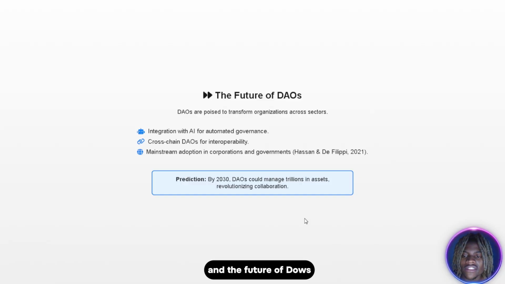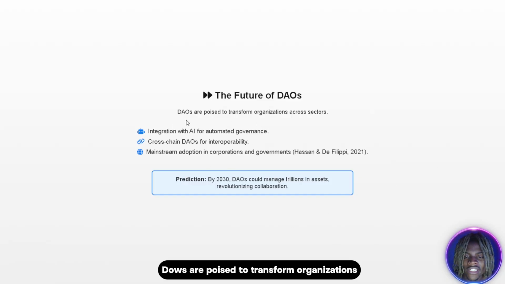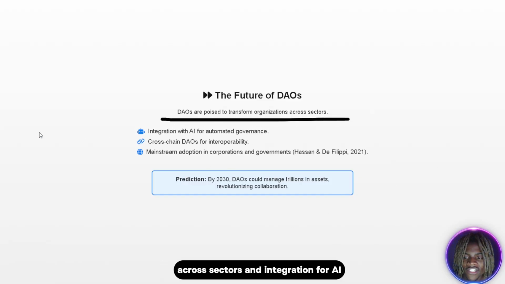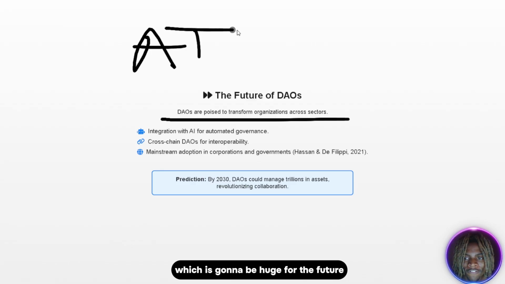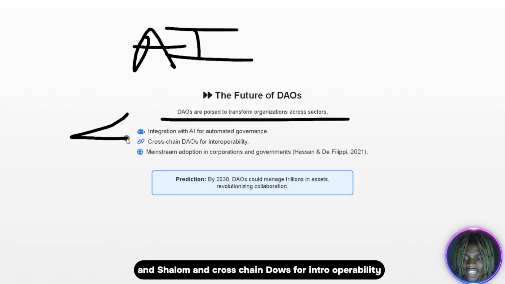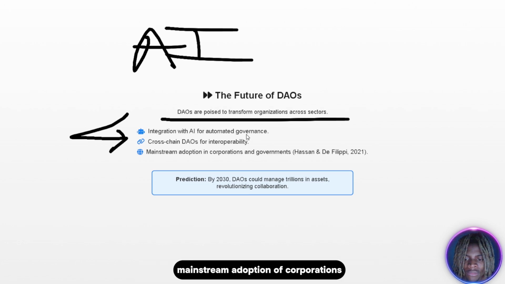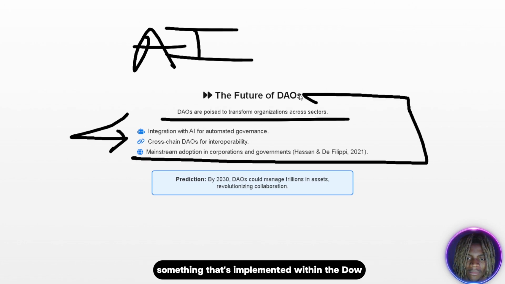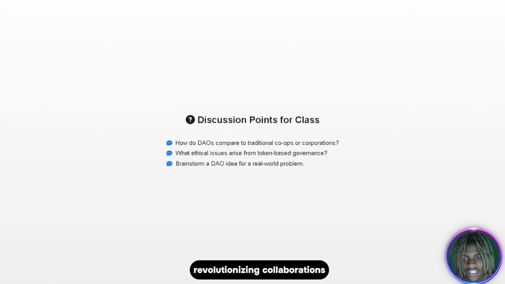And the future of DAOs. DAOs are poised to transform organizations across sectors, and integration of AI, which is going to be huge for the future, and cross-chain DAOs for interoperability. Mainstream adoption by corporations and governments is also going to be something that's implemented within DAOs. And by 2030, DAOs could manage trillions in assets, revolutionizing collaboration.